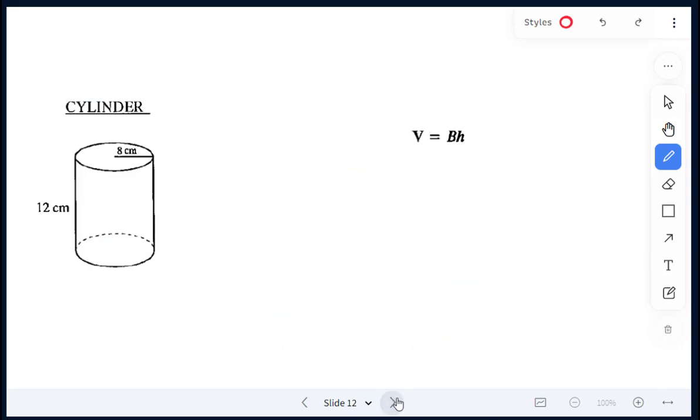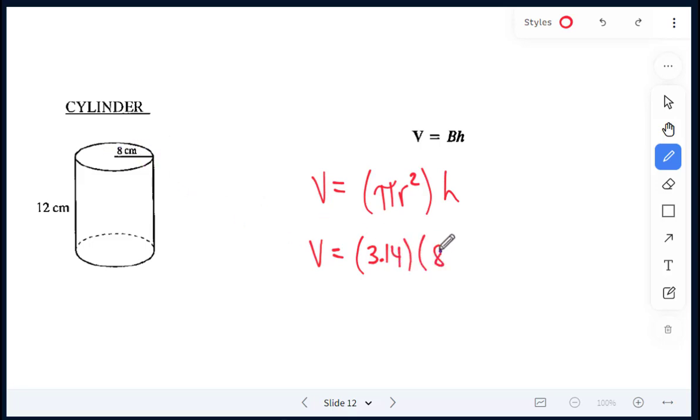Okay, lastly, we're going to look at a cylinder as well. So same concept, we need the area of the base and we multiply it by the height. So our base, it's a circle. So the formula of area of a base is pi r squared, and then it's multiplied by height. All right, so we'll use 3.14 for pi. Our radius here is 8 centimeters, and that is squared. And then our height is 12 centimeters.